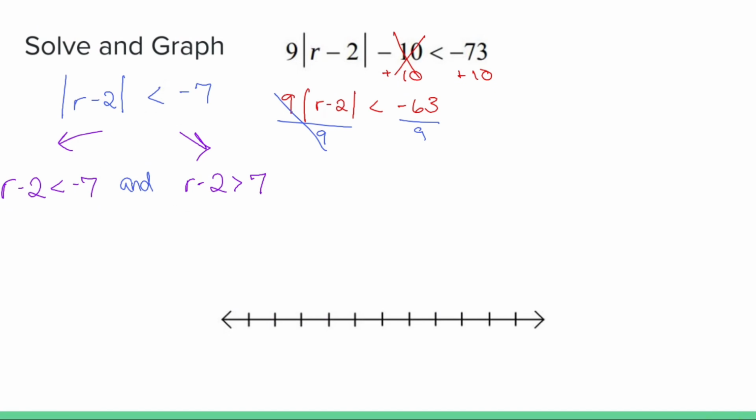So you treat these problems the way you would treat their own individual inequalities. You add 2, cross it out, r is less than negative 5. You add 2, cross it out, r is greater than 9. I don't know why that took me so long.